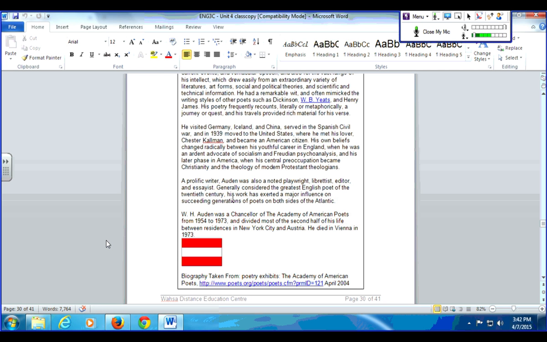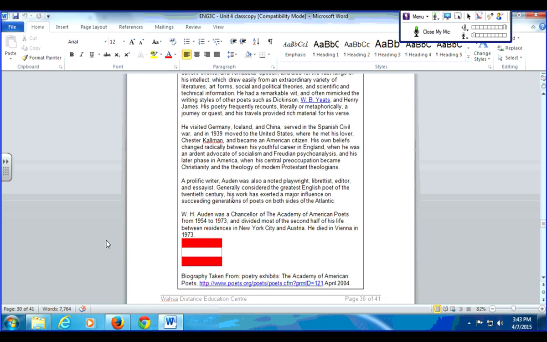theologians. A prolific writer, he is also known as a playwright, essayist, editor, and librettist, and he is generally considered the greatest English poet of the 20th century, depending on who you talk to. His work has exerted a major influence on succeeding generations of poets on both sides of the Atlantic.